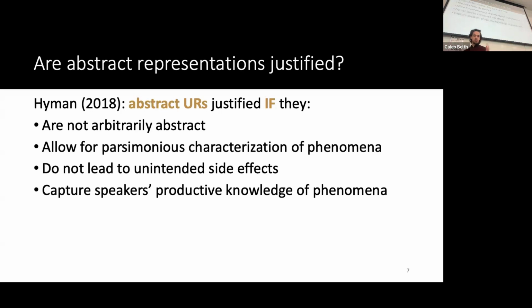And then there should hopefully be some correspondence between what we're positing as the underlying representations and what speakers of the language actually know.